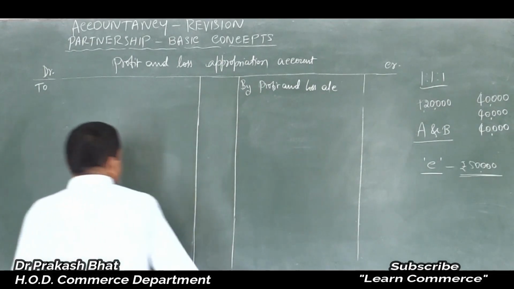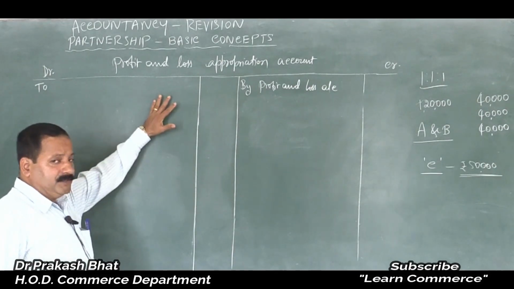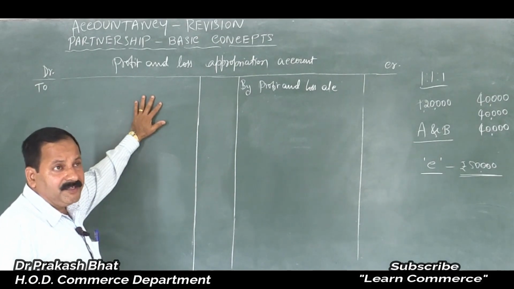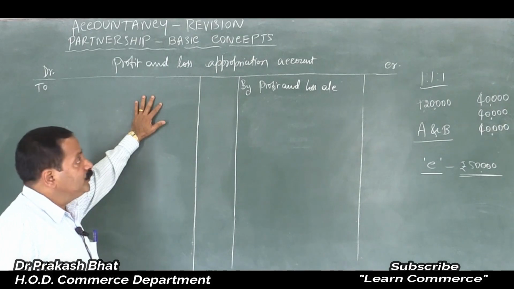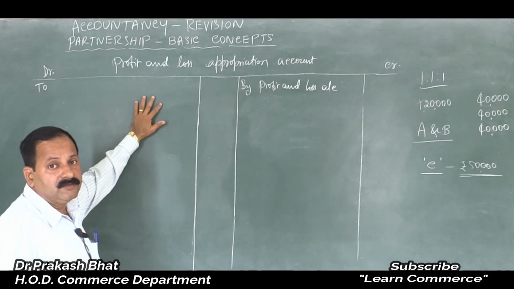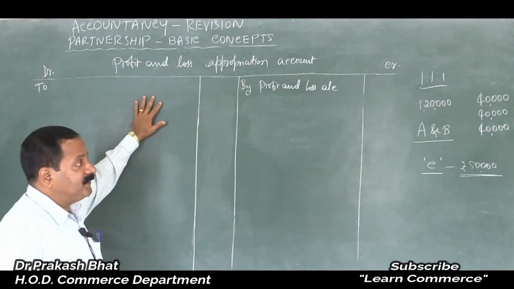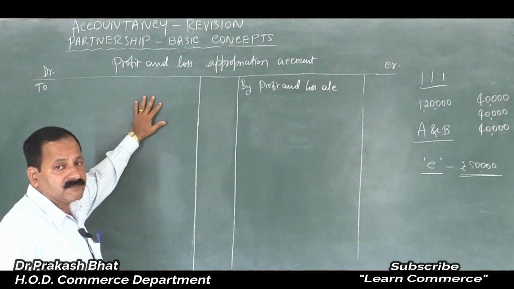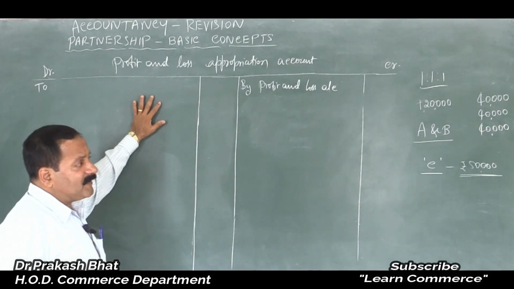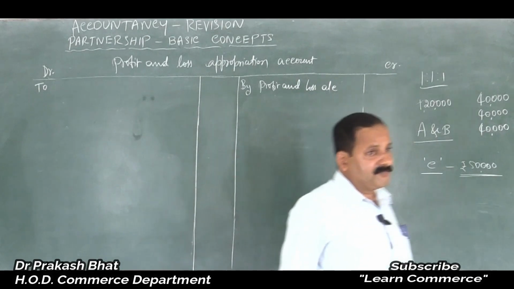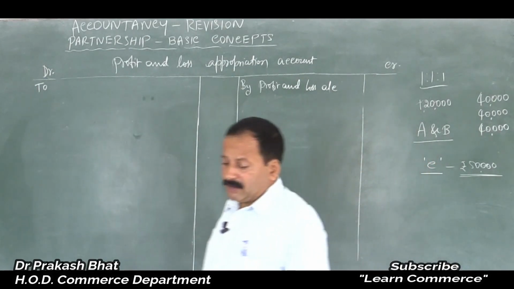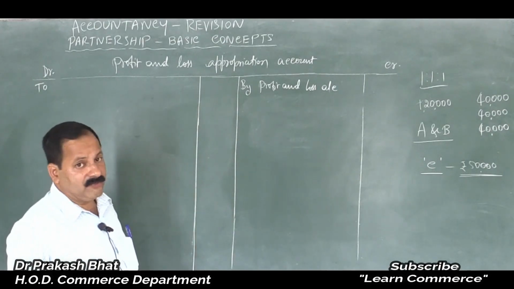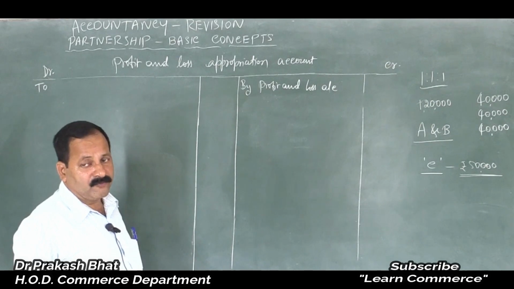If this 40,000 is given to the partners, Mr. C will not be happy because he has been given the guarantee that he will get at least rupees 50,000 in a year. As there is a shortage of rupees 10,000, the question arises, who has to bear this? As per the guarantee given by Mr. A and B, both of them must bear it, in their old profit sharing ratio, that is 1:1, equal proportion.